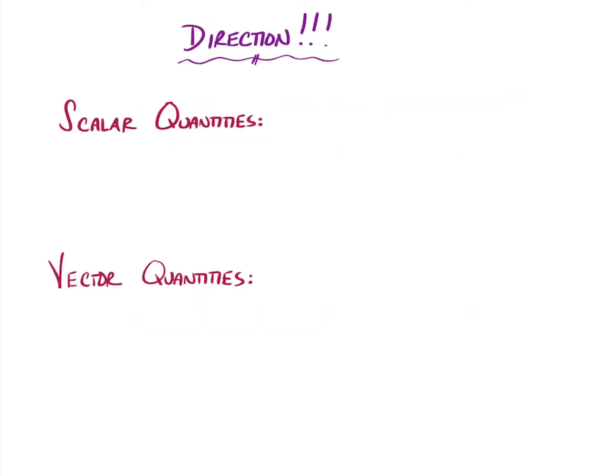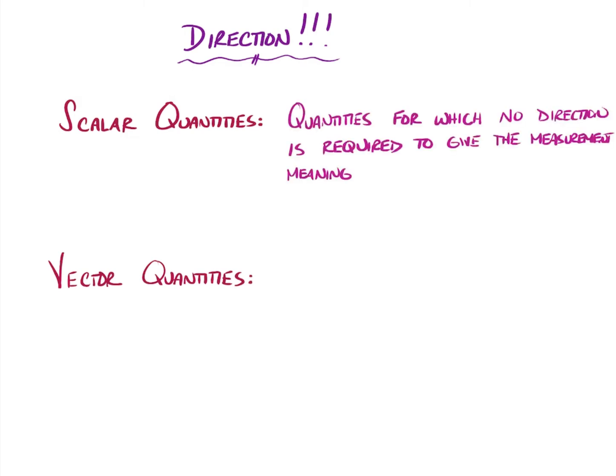What is all this talk about direction? Well, it really comes down to the types of quantities that we're going to see in this course. And the two main types are going to be scalar quantities and vector quantities. Scalar quantities are any quantities in which no direction is required to give the measurement meaning. Now, that's not really helpful, but if I provide some examples, maybe I can clarify. So scalar quantities are things such as age, temperature, money, height, volume, etc.